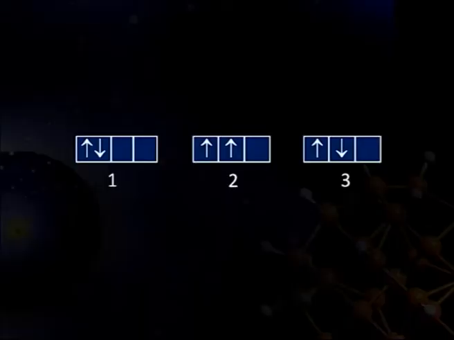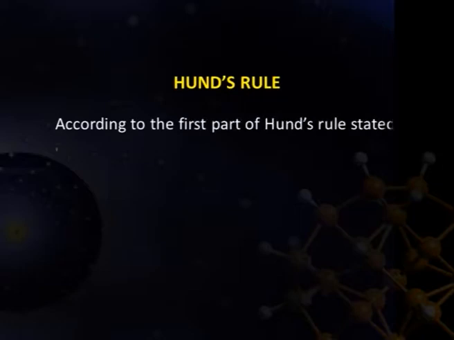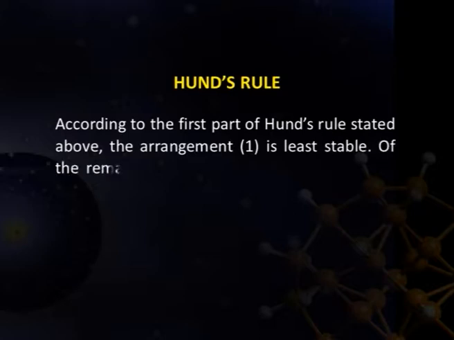For illustration, let us find out the most stable electronic arrangement of a 2p configuration. It can be easily shown that there are 15 ways of arranging 2 electrons in the 3p orbitals. These arrangements are as follows. Number 1, where electrons of opposite spins are present in one orbital. Number 2, the spins are parallel to each other, but occupying two different orbitals. And number 3, opposite spins but occupying different orbitals. According to the first part of Hund's rule stated above, the first arrangement is the least stable of the three.